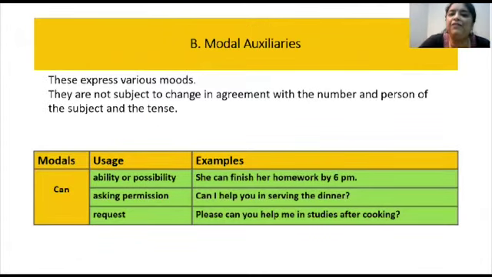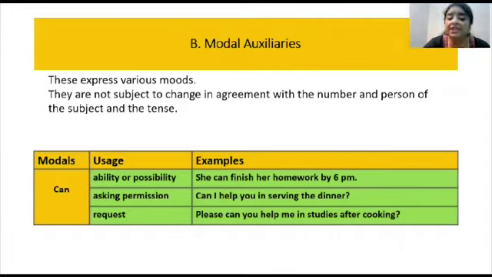The next type of auxiliaries are modals. Modals express various moods. They are not subject to change in agreement with the number and person of the subject and the tense. So, here are a few examples for you in the table down. The modal can. It can be used in sentences to express ability or possibility, asking permission, or a request.